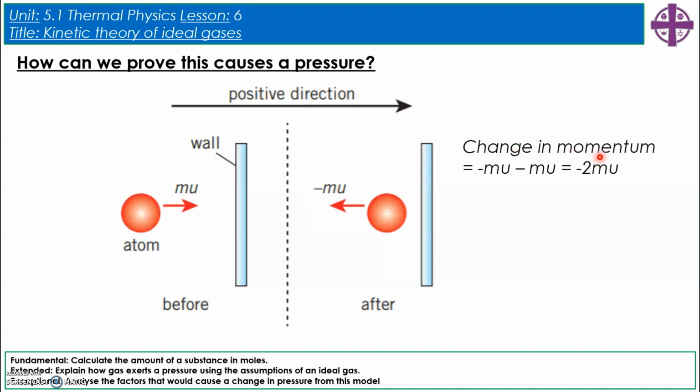We could calculate the change in momentum, and it would be the final momentum minus the initial. So the change in momentum would be minus mu, minus the initial, mu, and it would give us minus 2mu. And a change in momentum means there must have been a force. That's Newton's second law. Wherever you've got a change in momentum, there must be a force. So the force on the particle is pushing it to the left to give it that negative change in momentum.